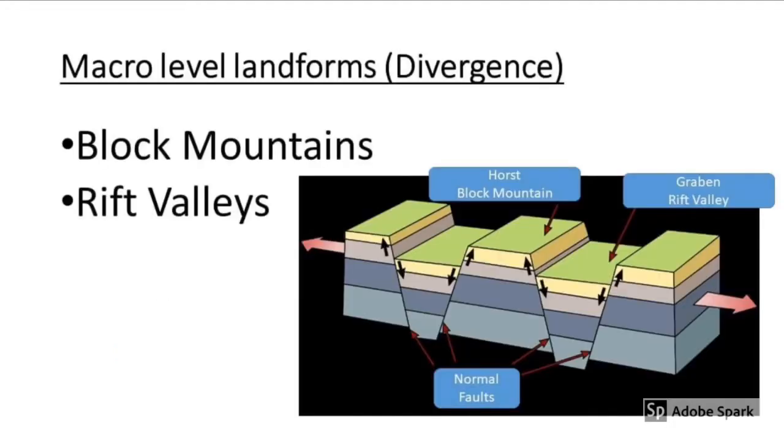So to start things off, we will be looking at macro level landforms. Now the 6 landforms that we looked at in KQ1 are micro level. Okay, it's like a zoomed-in view of what actually happens at that particular plate boundary. Now if you were to zoom out further and look at divergent boundaries, there are 2 types of divergence landform that can occur. One of them is block mountains, the other is rift valleys.